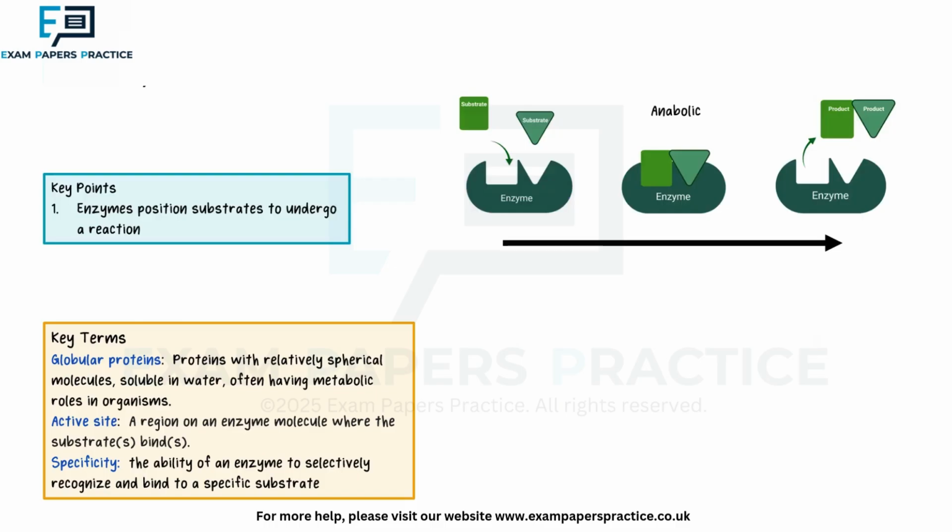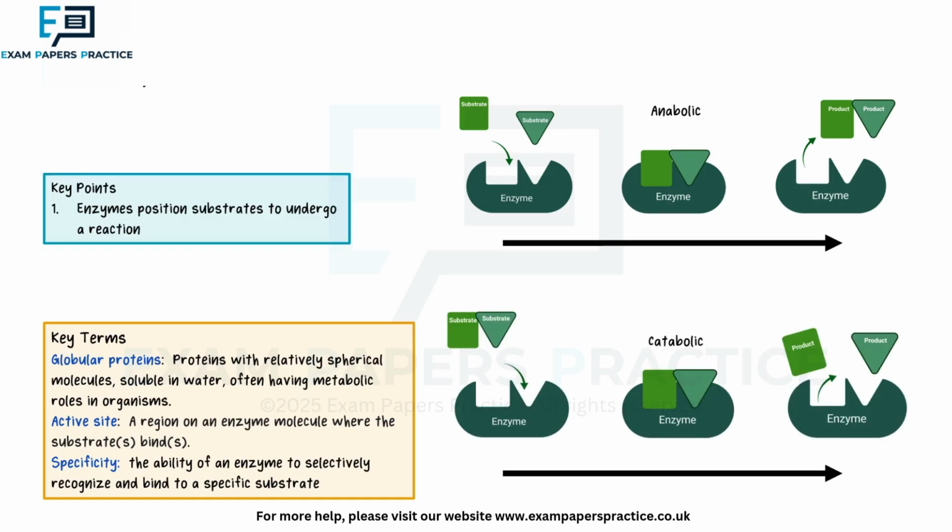Now that we've looked at the structure of enzymes, let's further examine how their structures allow them to perform their function of catalyzing reactions. When a substrate binds to the active site of the enzyme, it will position the substrate so it undergoes a chemical reaction. In anabolic reactions, the enzyme works by holding two reactants together at the correct orientation to facilitate the formation of a chemical bond between the molecules. In catabolic reactions, the enzyme will also work by positioning the molecule to encourage chemical bonds to break.